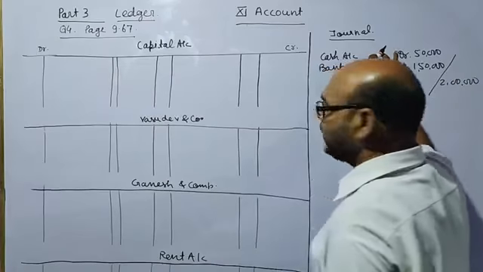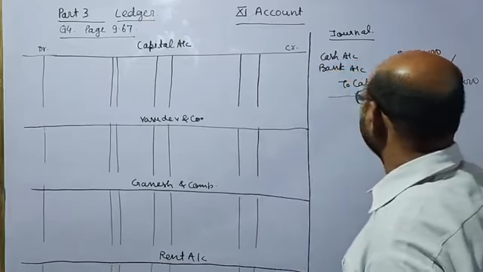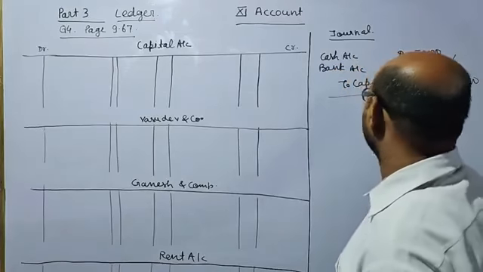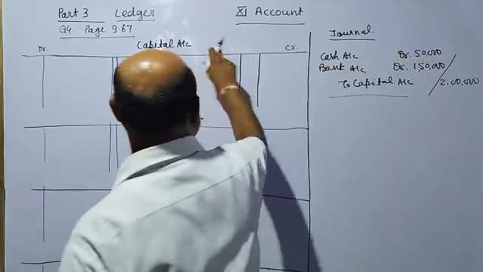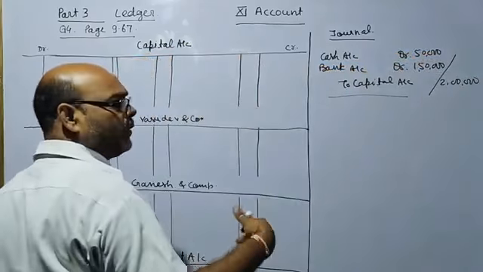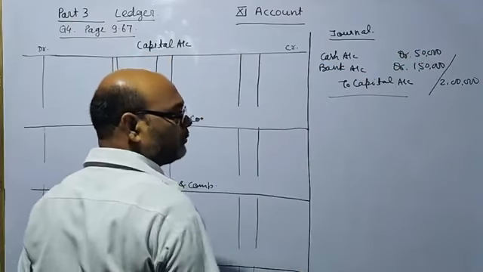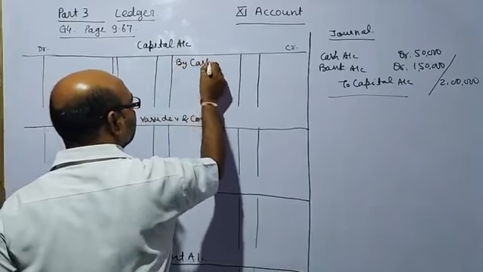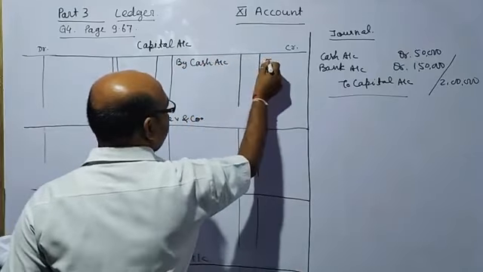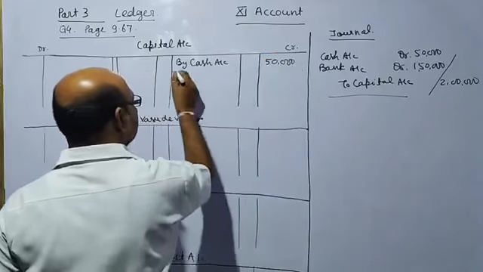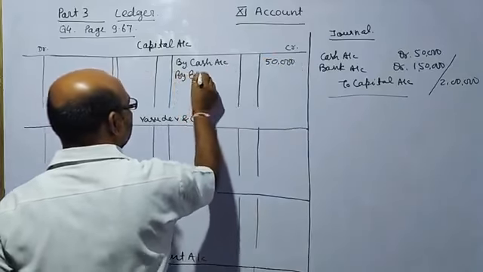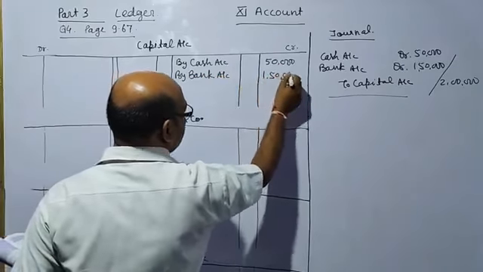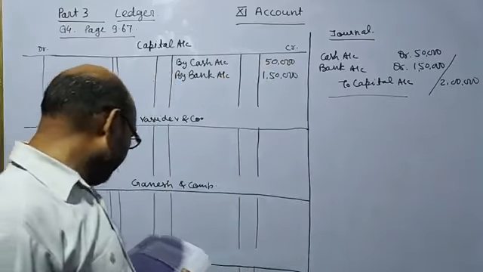So in cash account debit side you will write to capital 50,000, in bank account debit side you will write to capital 1,50,000. Capital is credit, so on the capital account credit side you will write the names of the debit terms. There are 2 debit terms, so you will write both. So you will write by cash account 50,000, and also you will write by bank account, that is 1,50,000. This is the date 1st.